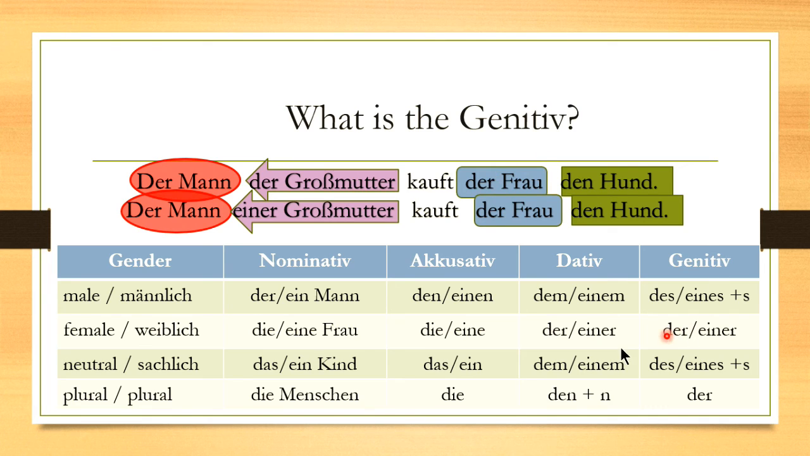All right, the same thing happens for the neutral. For the female, it just changes into der, and there's no S needed at the end. And for the plural, also just der, no need for any additions to the end of the noun.